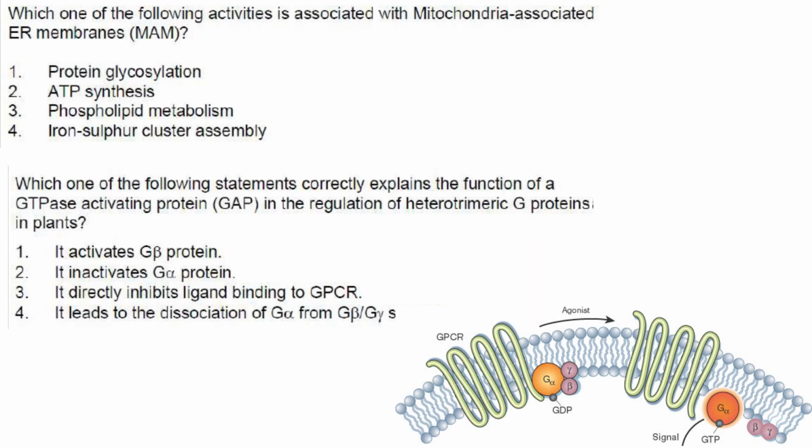Coming to the first question. Which of the following activities is associated with mitochondria associated endoplasmic reticulum membranes, MAM? So MAM, they are subcellular compartments that connect mitochondria and the endoplasmic reticulum. The endoplasmic reticulum is connected to the outer membrane of mitochondria, and they play very important roles like in calcium homeostasis, in regulating ATP production, in lipid metabolism like phospholipid and cholesterol metabolism, in cellular autophagy, in apoptosis, inflammation.